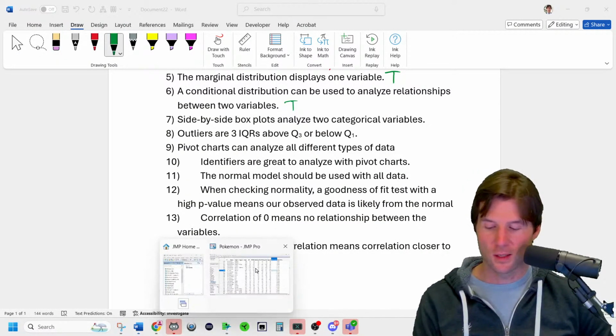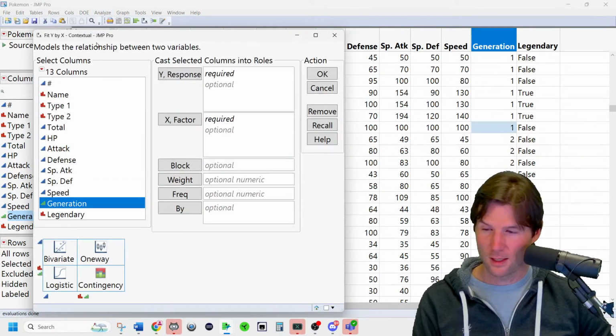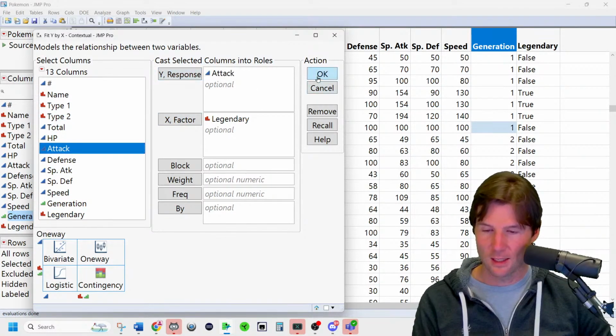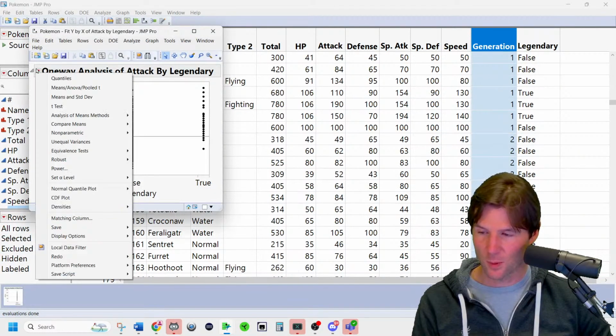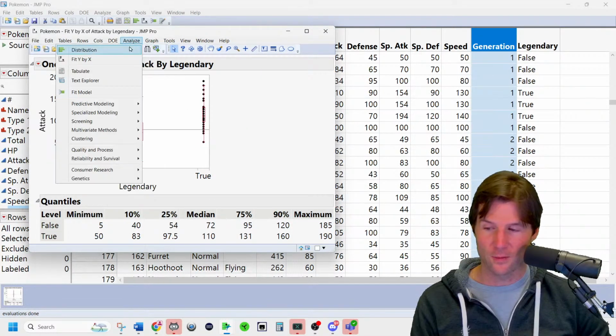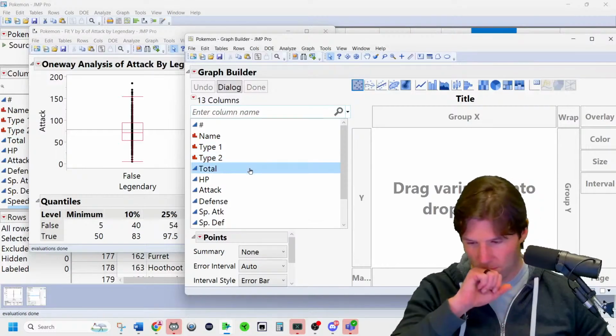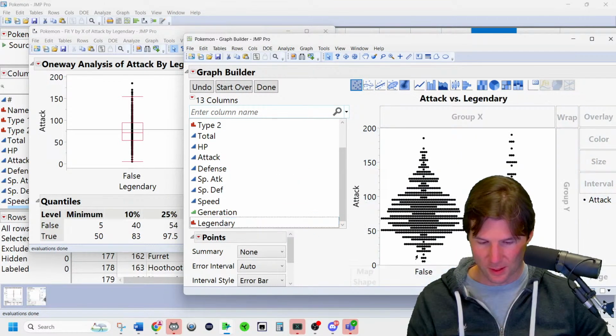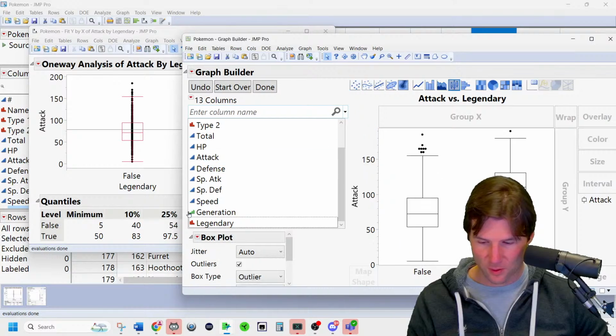And so you can do the analysis over here on something like you can compare legendary Pokemon on their attack. And then you can see here side-by-side box plots by putting in the quantiles on it. There's also the Graph Builder way of doing it. You go here and throw in the legendary on the bottom, throw in a box plot, and then you throw in the 5-number summary.